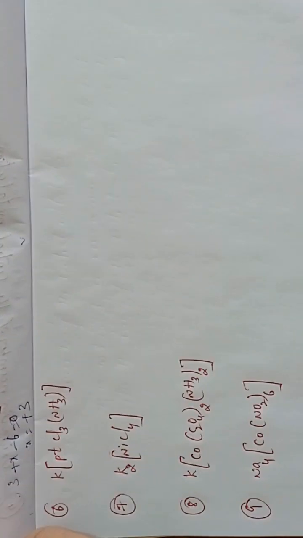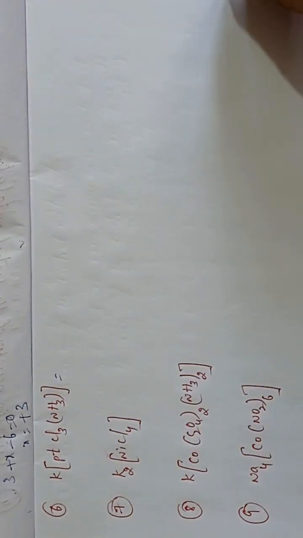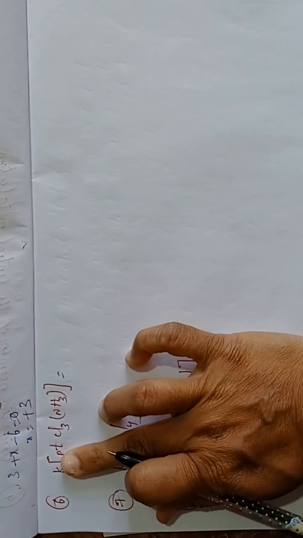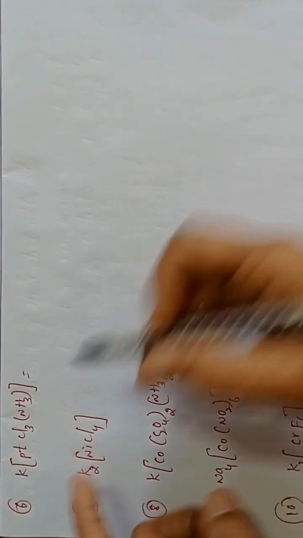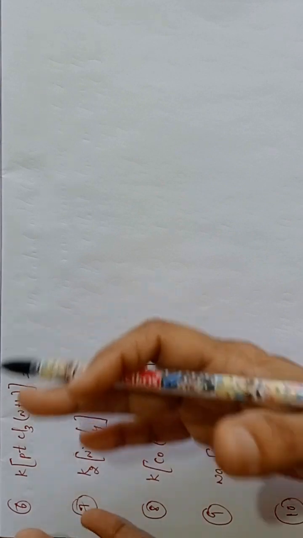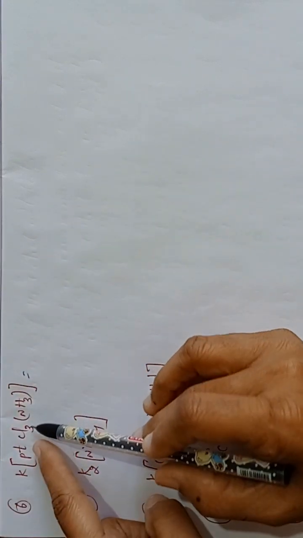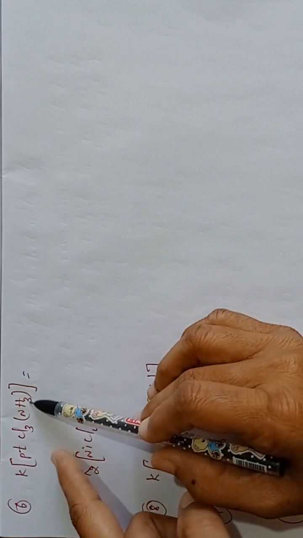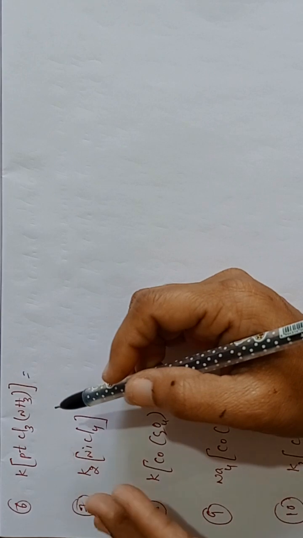Okay. Now see the next example. Potassium. Here, see students, till now only one ligand was there. That's why we wrote the ligand name directly. But here, see, in the square bracket, two ligands are there. More than one ligand is there. So we have to follow the alphabetical order. Alphabetical order we should follow, students.